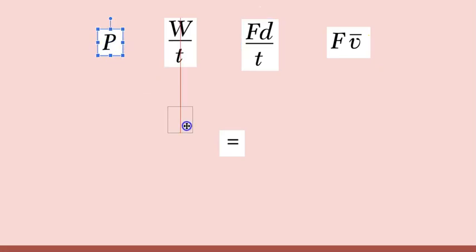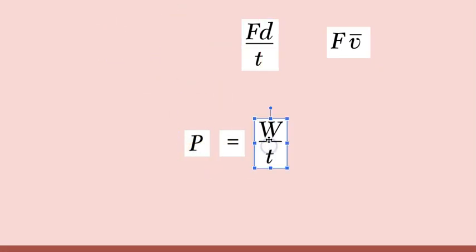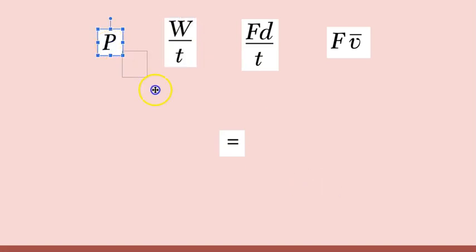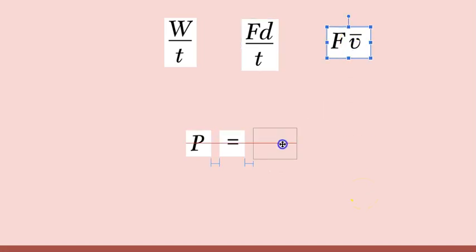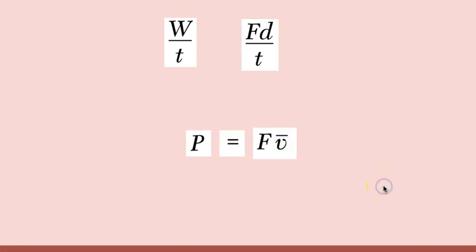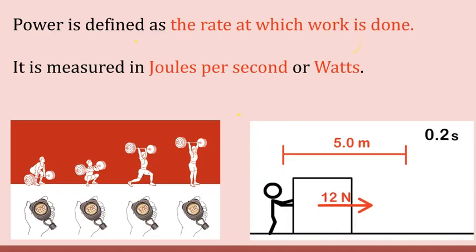The most common things you're going to see in this class are power equals work per time, or power equals force times distance over time, or power equals force times velocity. Most of the time when we're using these formulas, we are talking about power, so it's usually power equals one of those other 3 things.